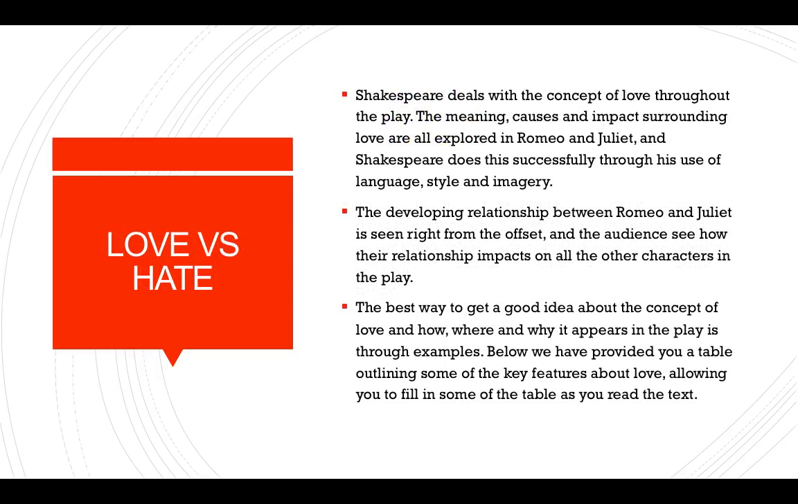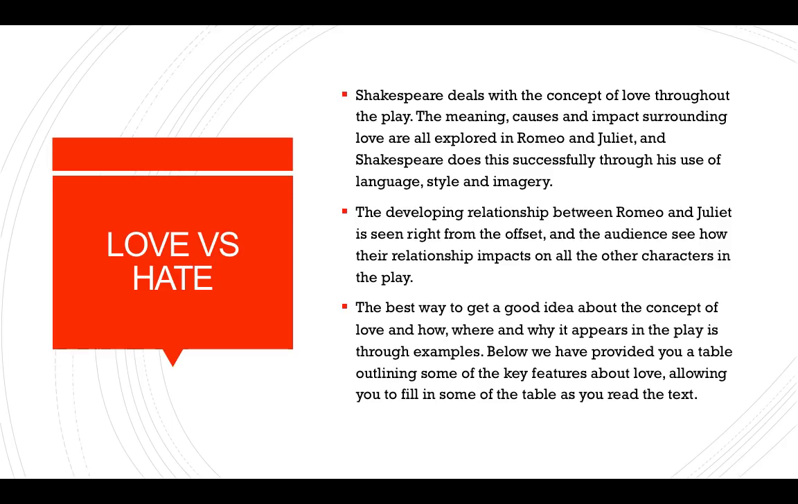So first of all, we've got love versus hate. So Shakespeare deals with the concept of love throughout the play. The meaning, causes and impacts surrounding love are all explored in Romeo and Juliet, and Shakespeare does this successfully through his use of language, style and imagery. The developing relationship between Romeo and Juliet is seen right from the offset, and the audience see how their relationship impacts on all the other characters in the play.